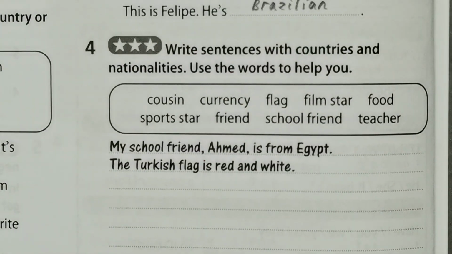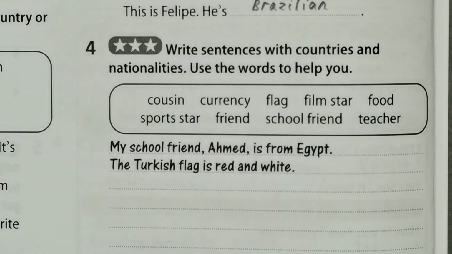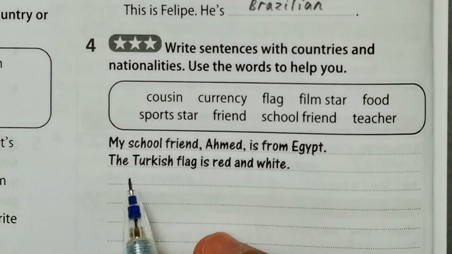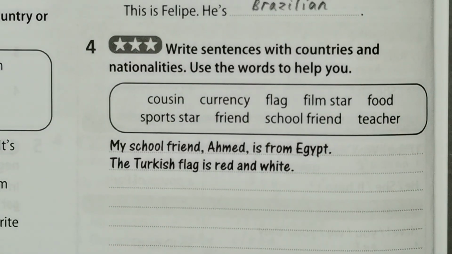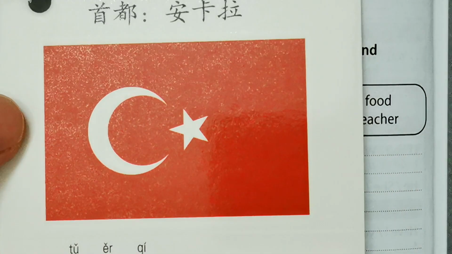And then we move on to activity 4 here. So write sentences with countries and nationalities. Use the words to help you. So we have around 9 words here. So my school friend Ahmad is from Egypt. So number 2, the Turkish flag is red and white. So as you can see here, I want to show you the Turkish flag again. So this is the flag.